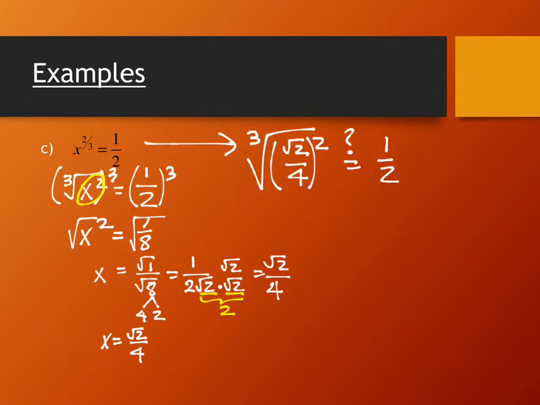Did you get all the pieces in there okay? Is it all right? Okay. All right, so when I square this, the square root of 2 squared is 2. And the denominator 4 squared is 16. So right now I have the cube root of 2 over 16.